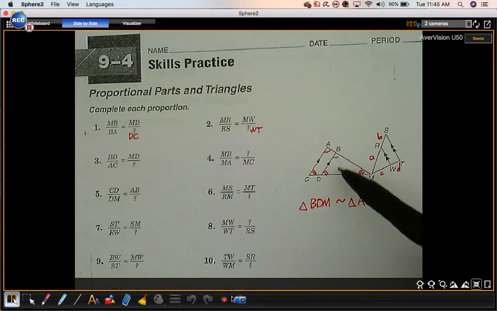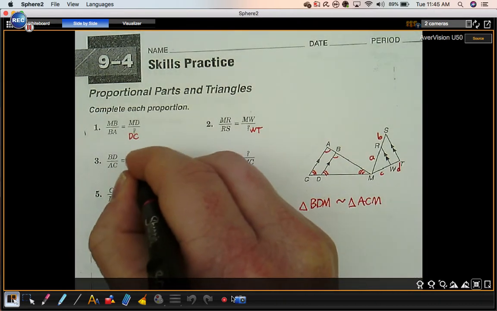You can do it that way too if you don't like this statement. Number 3, segment BD compared with segment AC. These are entire sides. That's the same thing as M to D compared with, watch yourself now, make sure it's the whole entire side of that big triangle, M to C.